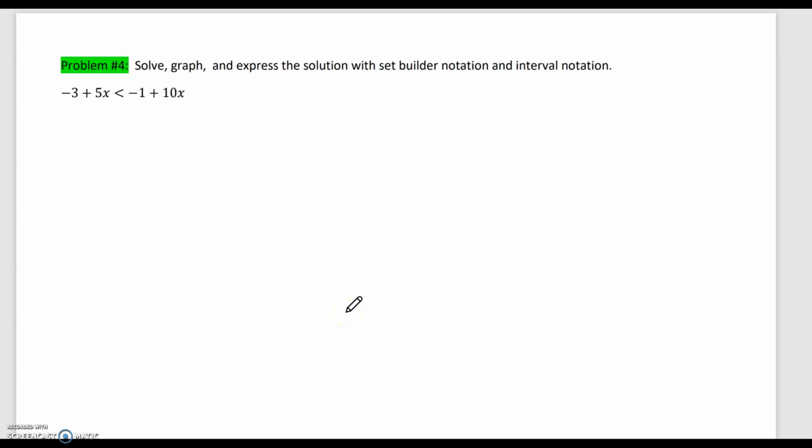Hi class, let's take a look at problem 4. Now, problem 4 actually has a lot of instructions. They want us to solve, provide a graph, and express the solution in set builder notation, and also as an interval. So pretty much everything that we've done on all the problems.